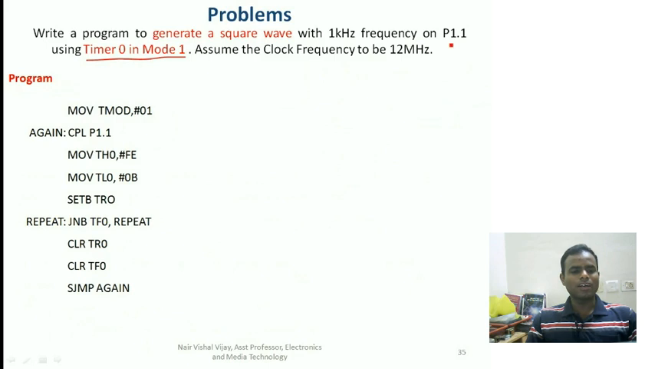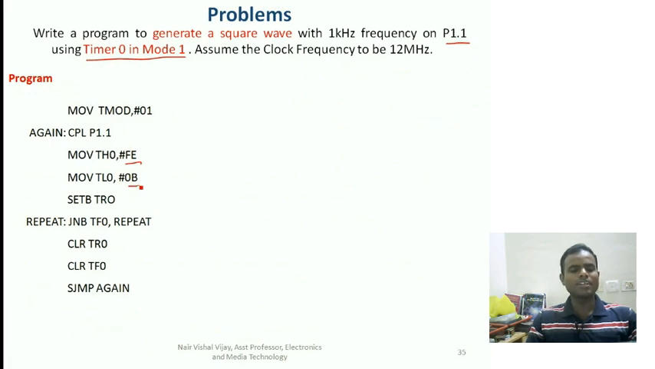So write a value for that, complement port 1.1 for every 500 microsecond. So CPL port 1.1 will do that. Then we have to move an initial value, that is FE and 0B, to TH0 and TL0. So how do you do that? Simple, use move statements to load the initial value that we require, that is FE and 0B, into TH and TL.